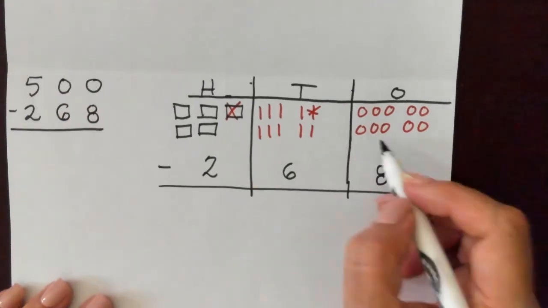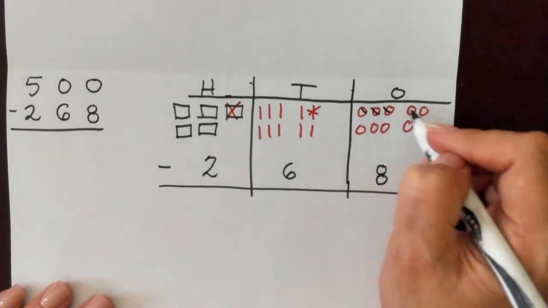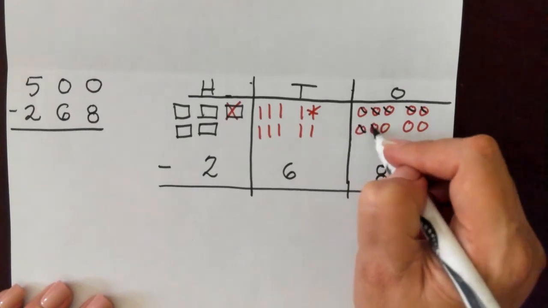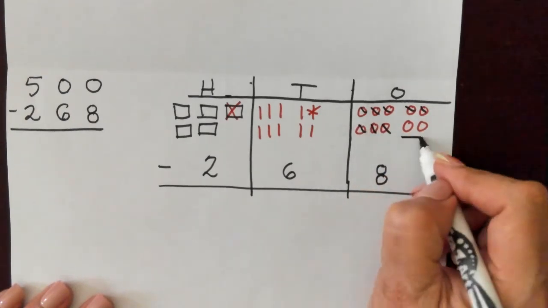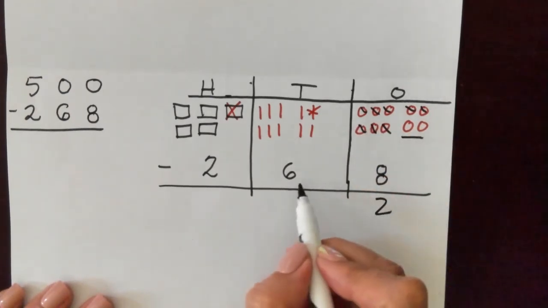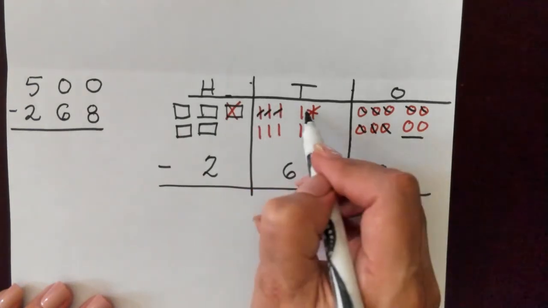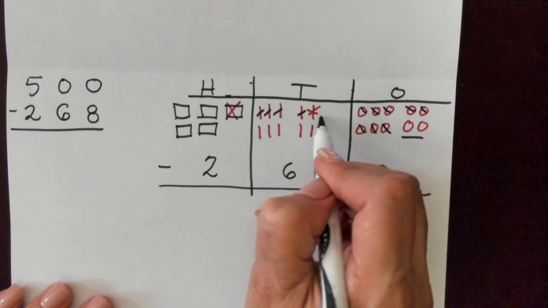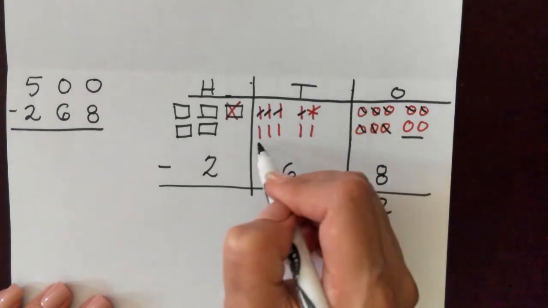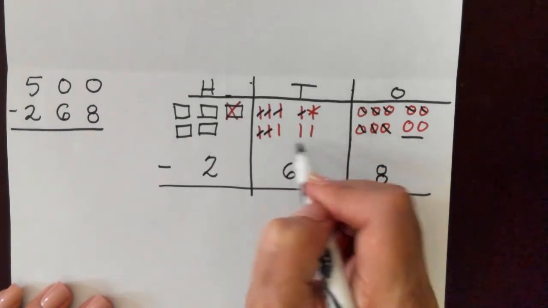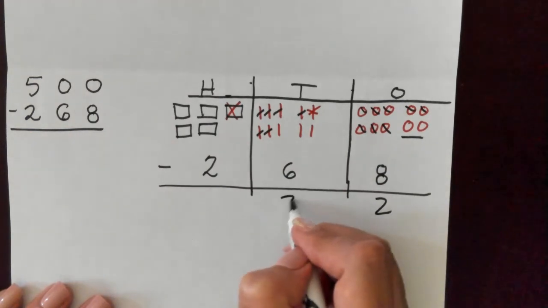Here we go. 1, 2, 3, 4, 5, 6, 7, 8. What are we left with? 2. Now we have to take away 6. 1, 2, 3, 4. Not including that one. We already took that away. 4, 5, 6. So what do we have? 3 left over.